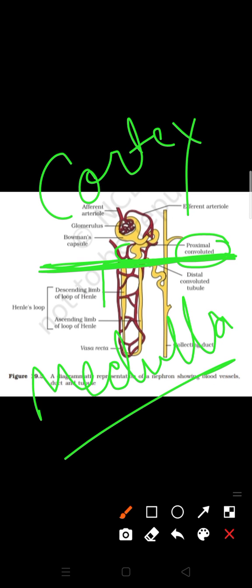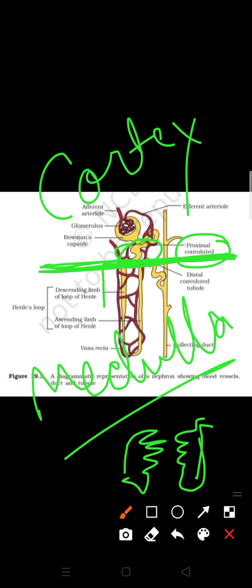What is the PCT? The PCT is made up of brush bordered cuboidal epithelium with numerous microvilli. Now inside the PCT also there are cells which have microvilli. What is the function of microvilli? They increase the surface area for absorption. So the main function of the PCT is absorption. That's why it is lined by brush bordered cuboidal epithelium with numerous microvilli. Selective absorption takes place: sodium, calcium, glucose, amino acids all get absorbed in the PCT part.